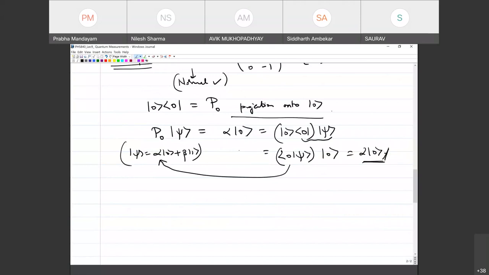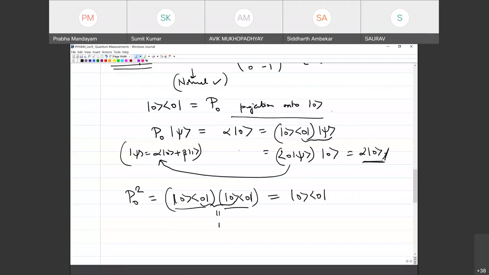Now, what is P naught squared? It's |0><0| times |0><0|. So how do you multiply two outer products like this? This is basically matrix multiplication of two matrices in the matrix representation. But in the outer product representation, all of this simplifies. You can just take the part in the middle, which is an inner product of zero with itself. So what do you get? One. So this answer is simply |0><0|, because this has become one. So you're left with the ket zero and the bra zero. So indeed, you get back P zero.